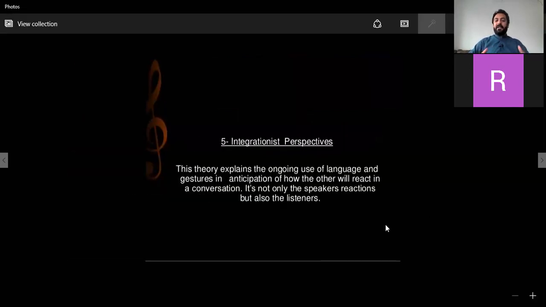And the fifth and last theory is the integrationist perspective. This theory explains the ongoing use of language while you are communicating. In the communicative process, certainly the language is used for communicative purposes. It studies the reactions, postures, and gestures used by the learners.